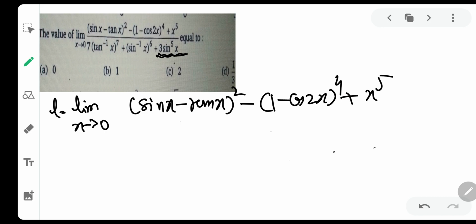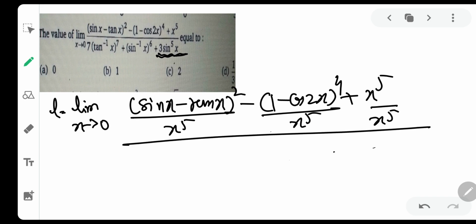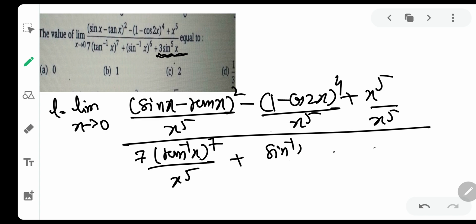So first of all, divide numerator and denominator both by x raised to 5, because the minimum power that is giving you 0 is raised to 5. So the question will change to (sin x minus tan x) the whole square minus (1 minus cos 2x) the whole raised to 4 plus x raised to 5, divided by x raised to 5 for every term, and in the denominator this will be 7 (tan inverse x) the whole raised to 7 upon x raised to 5, (sin inverse x) the whole raised to 6 upon x raised to 5 plus 3 sin raised to 5x upon x raised to 5.